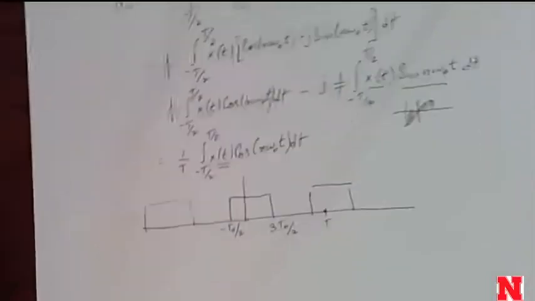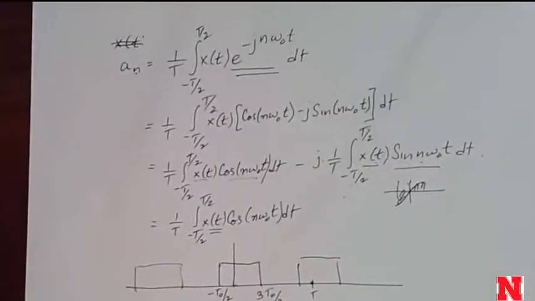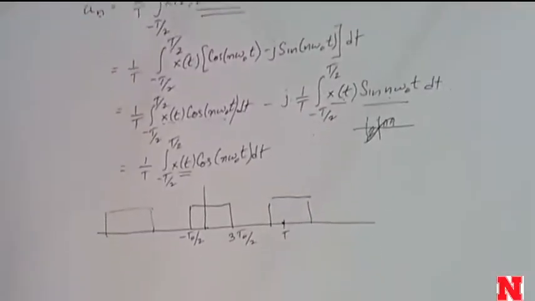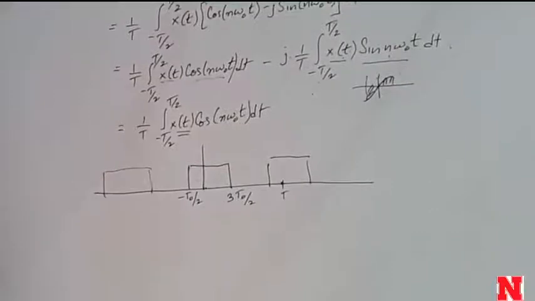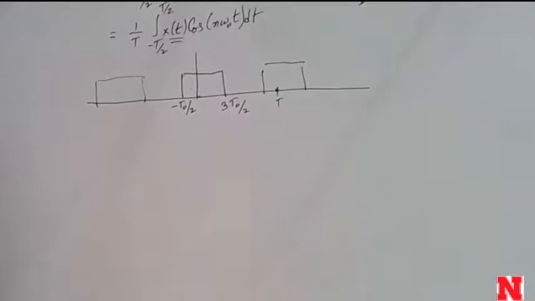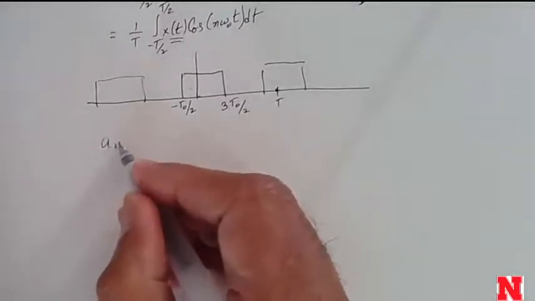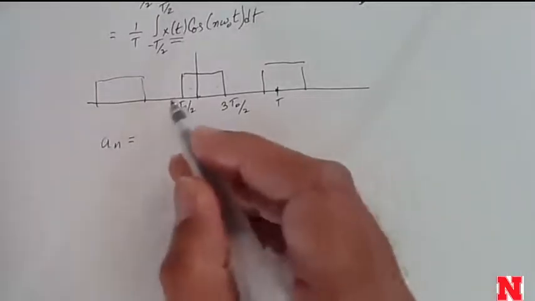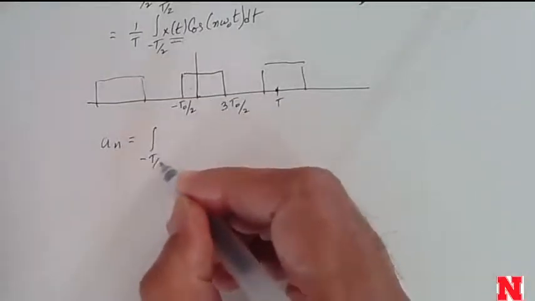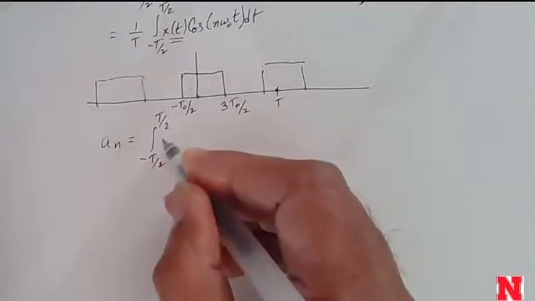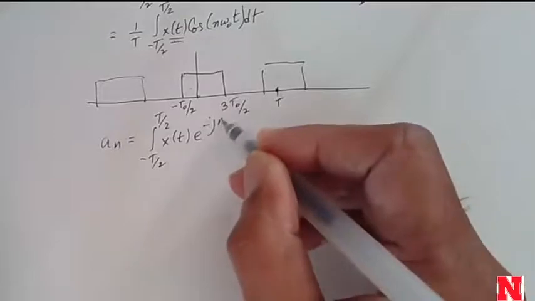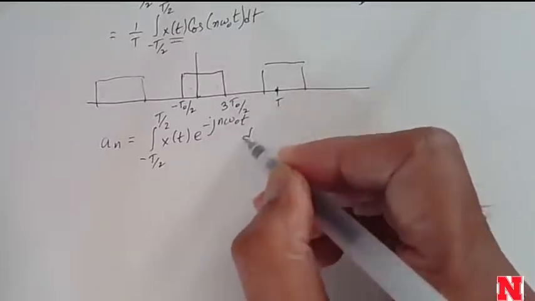So we have a sub n is equal to, again, we'll take the integral from minus T over 2 to T over 2 of x of t e to the minus jn omega naught t dt.